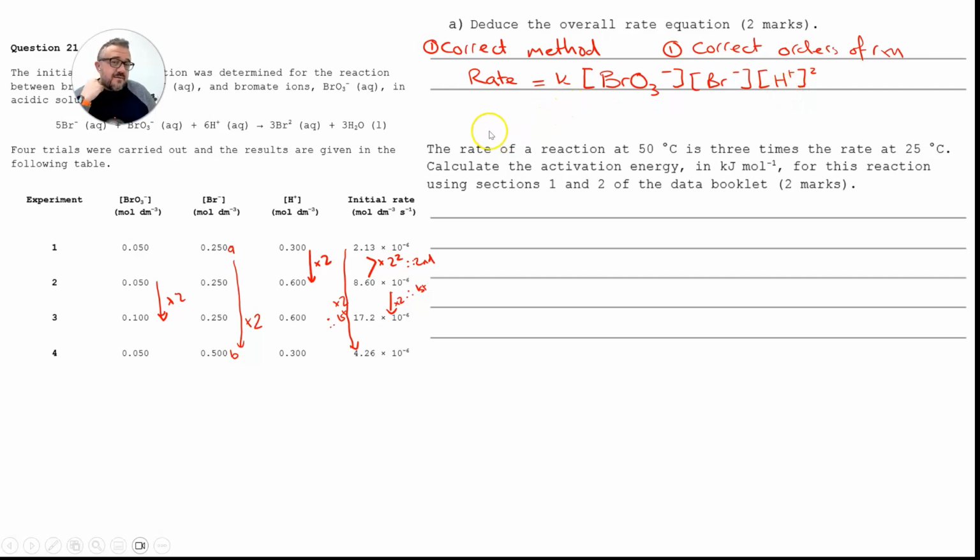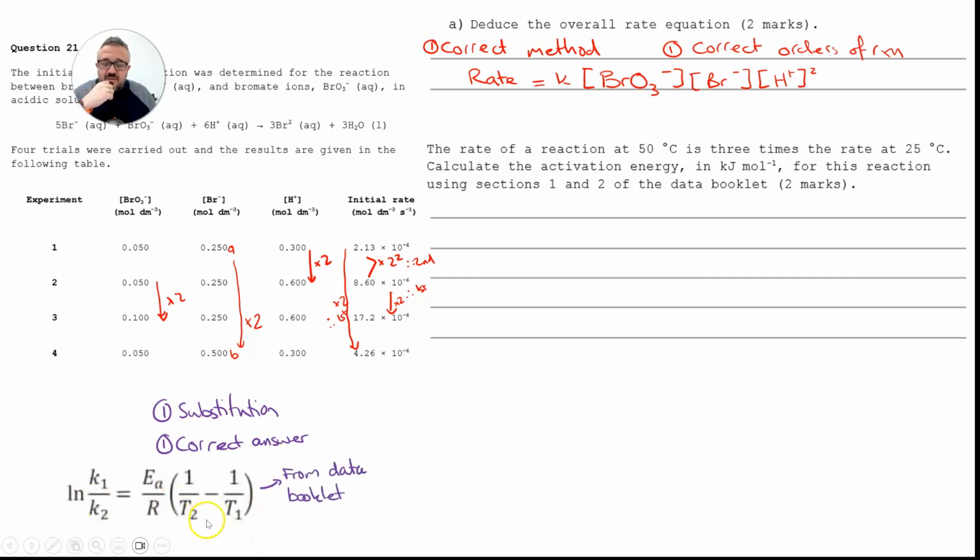Okay, so the rate of reaction at 50 degrees Celsius is 3 times the rate at 25 degrees. Calculate the activation energy in kilojoules per mole. This is a hard question. There's a lot going on here. Well, it's not a hard question. It's just using an equation that you don't use a lot, so it's a tricky one. For this reaction, use sections 1 and 2 of the data booklet. You get 1 for substitution, so you're going to find the right equation and substitute the right values here. And then you get 1 for the correct answer.